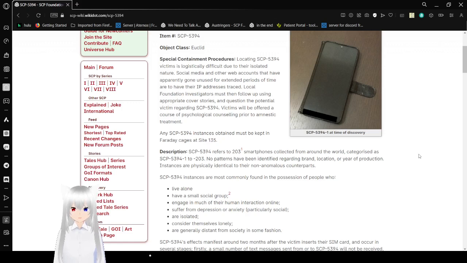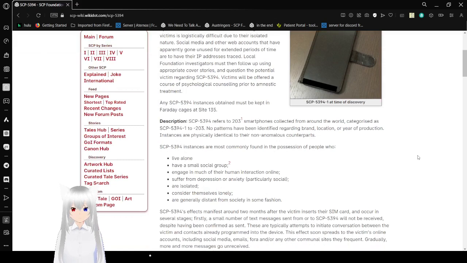Victims will be offered a course of psychological counseling prior to amnestic treatment. Any SCP-5394 instance obtained must be kept in Faraday cages at Site 135.